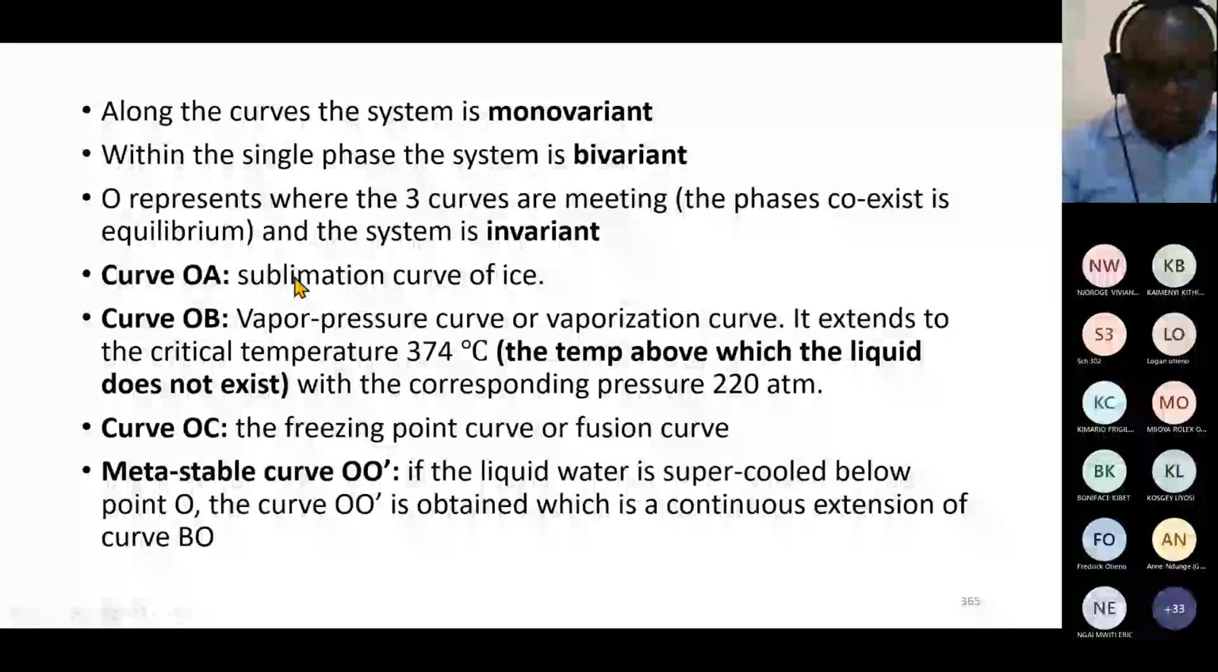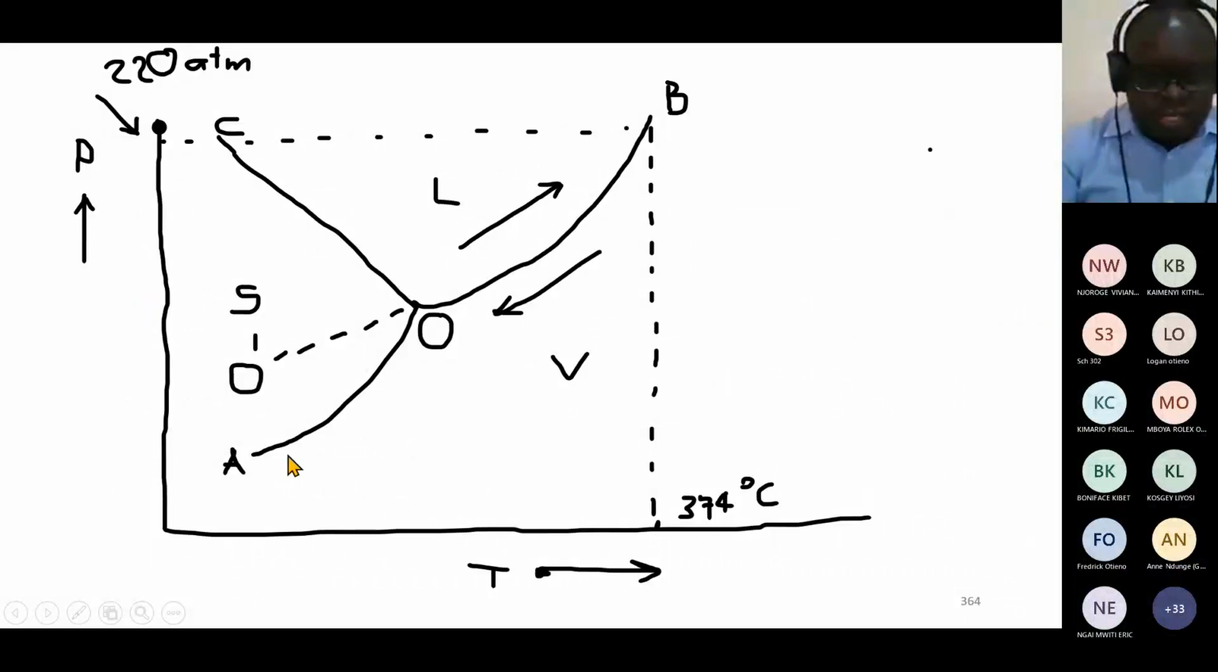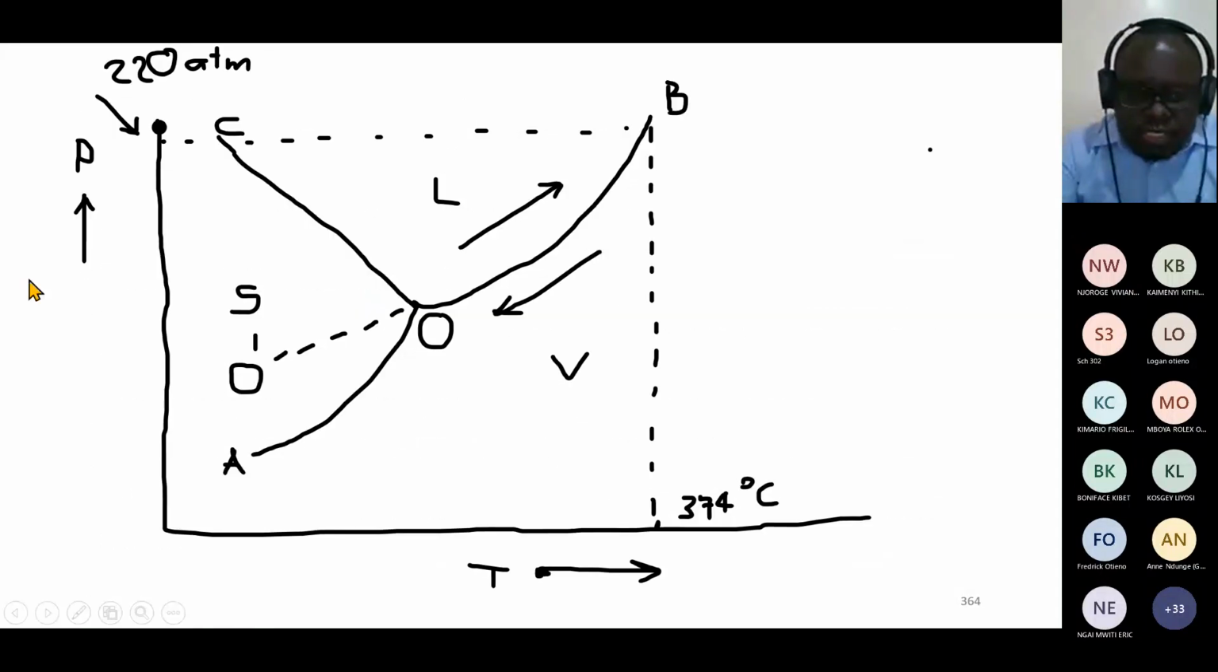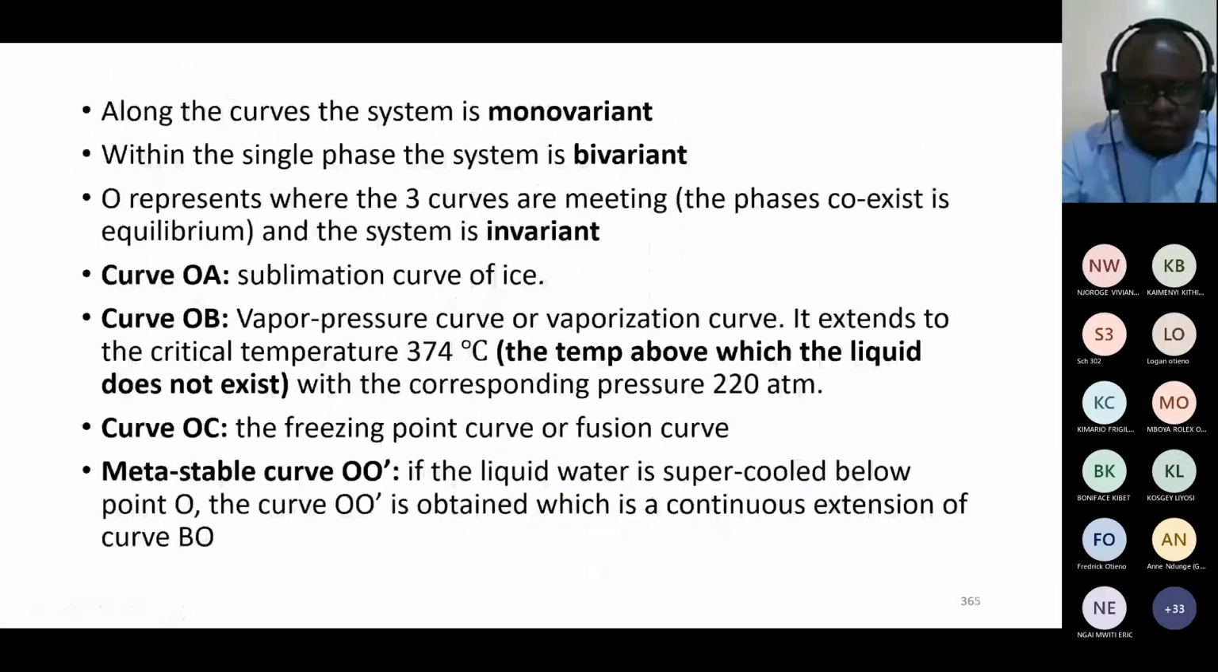So the curve OA, that is this one here, is called the sublimation curve of ice. And here we said at this point, the solid phase and the vapor phase are in equilibrium.